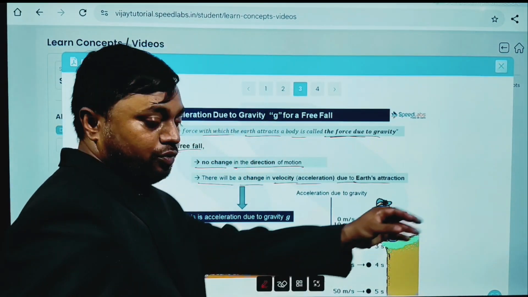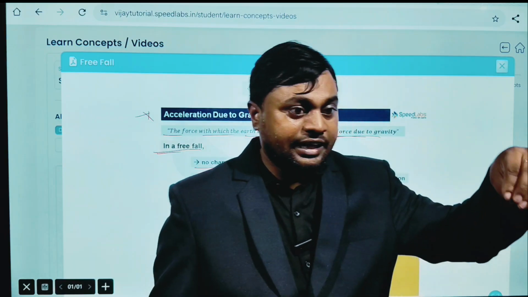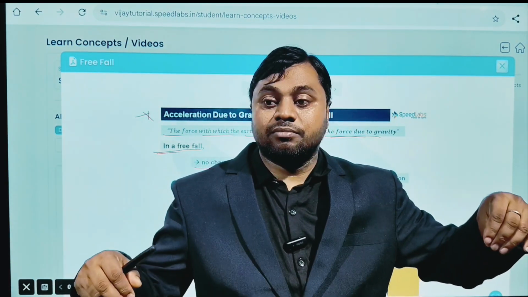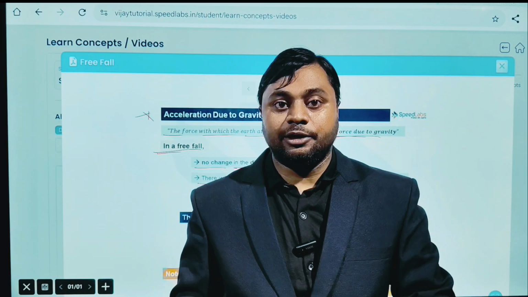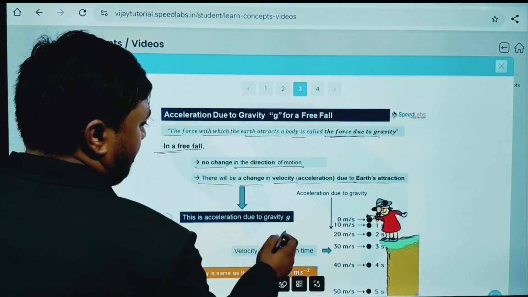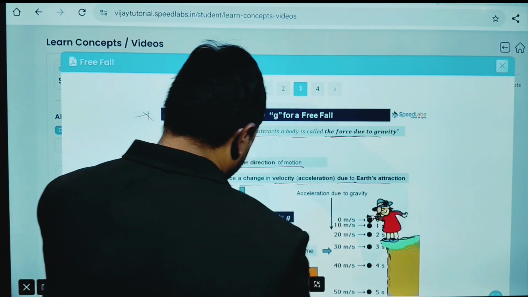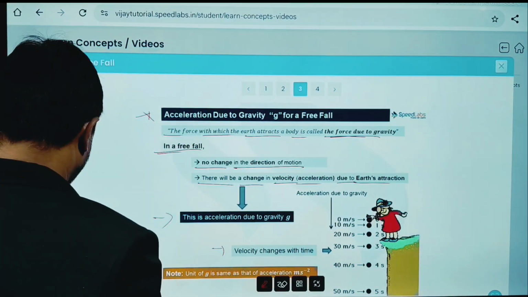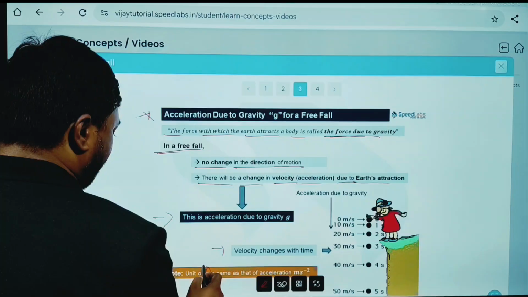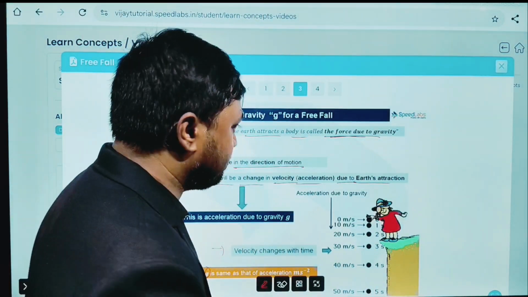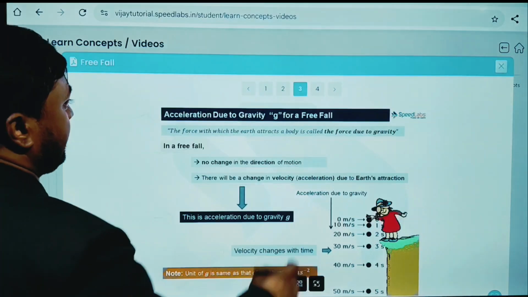When a body is falling freely, you take any lighter object or heavier object, both will have the same acceleration, that is 9.8 meter per second square. Yes or no? So this is the acceleration due to gravity. So velocity will change with time. Okay, so as g is the acceleration due to gravity, whatever unit is there for acceleration, the same is for acceleration due to gravity, that is meter per second square.